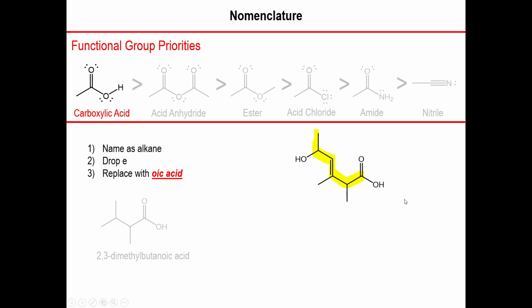What's sticking out of the hexane derivative is once again 2 methyls at positions 2 and 3. But then we have the alcohol sticking out at position 5. And because the alcohol has a much lower priority than the carboxylic acid, we can actually refer to the alcohol as if it were a substituent. One of the rare cases when we do that. But in the second half of organic chemistry, it's going to be more common than you would have thought originally.